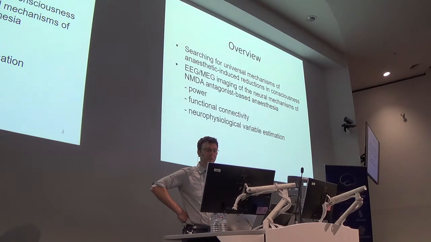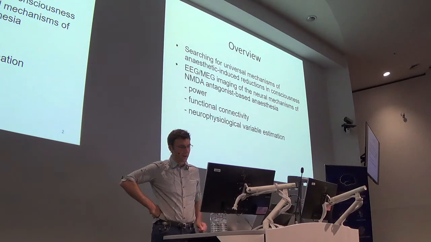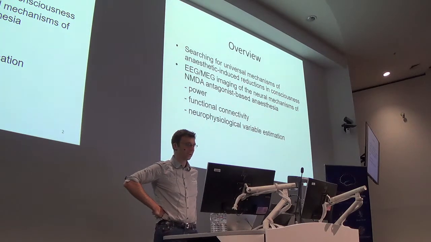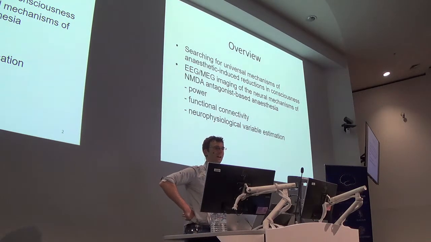So we've been doing EEG and MEG imaging with both xenon and nitrous oxide, and they're both NMDA antagonists. The typical anesthetics that are used are propofol, sevoflurane, and isoflurane. They all act by enhancing inhibition instead. So we're going against the grain and looking at these NMDA antagonists that are less studied, and also MEG hasn't been studied very much in terms of anesthesia.